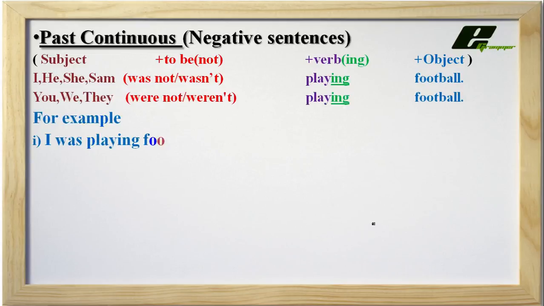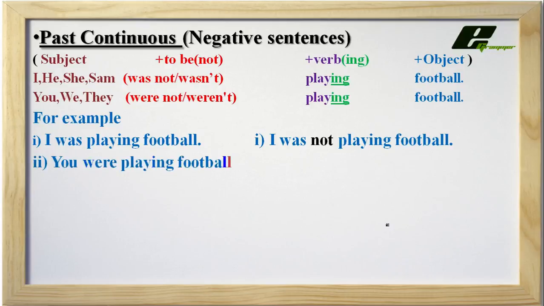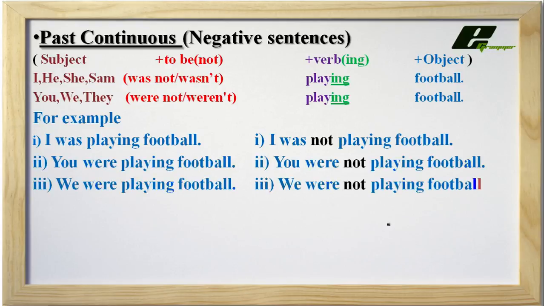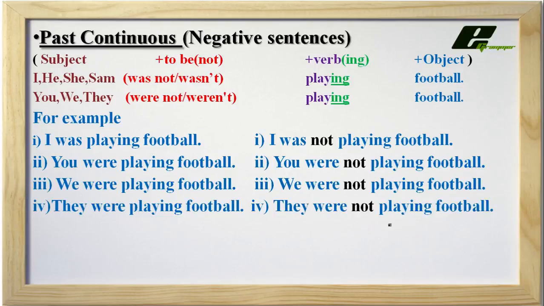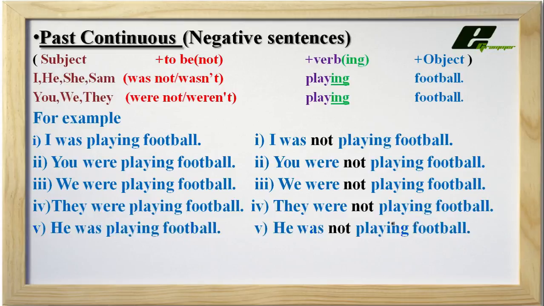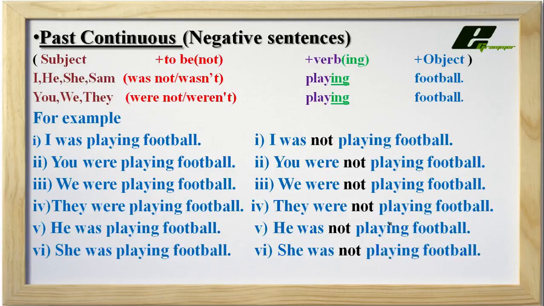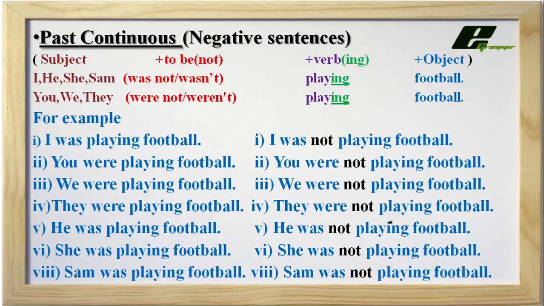For example, I was playing football. I was not playing football. Means I was doing that activity and I was not doing that activity. Okay? Understood? See another example. You were playing football. You were not playing football. We were playing football. We were not playing football. They were playing football. They were not playing football. He was playing football. He was not playing football. She was playing football. She was not playing football. Sam was playing football. Sam was not playing football.